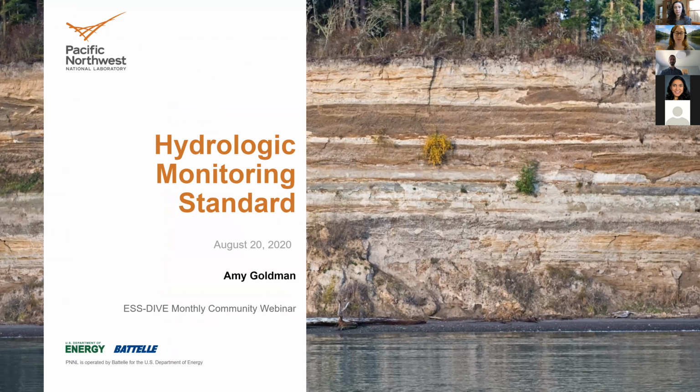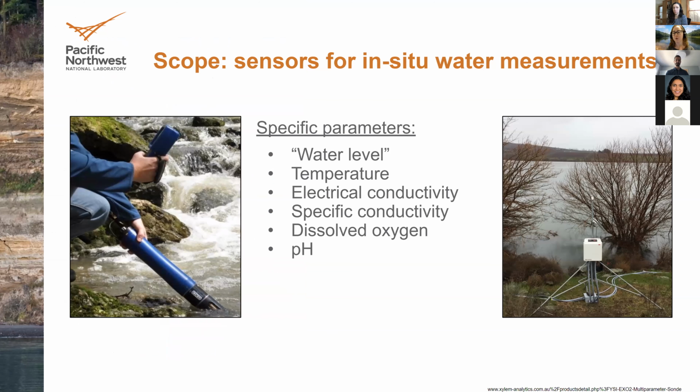So as Char said, I am working on hydrologic monitoring standards. That basically just means when you have a sensor, you put it into water and measure things in situ. We're looking at specific parameters just to keep things contained. We started with what we thought were the most common parameters for people: water level, which is a broad term in and of itself, temperature, electrical conductivity, specific conductivity, dissolved oxygen, and pH.